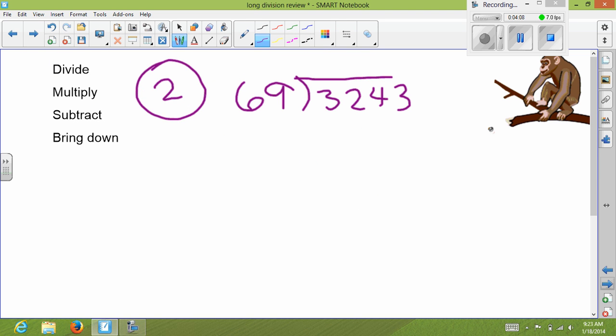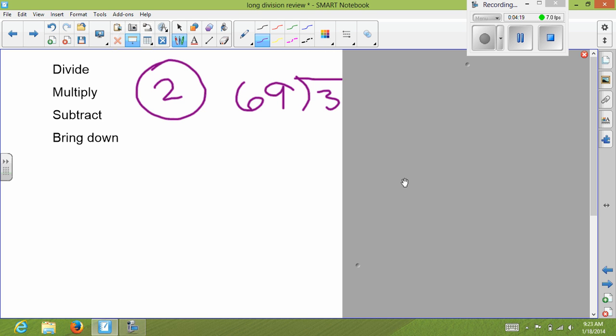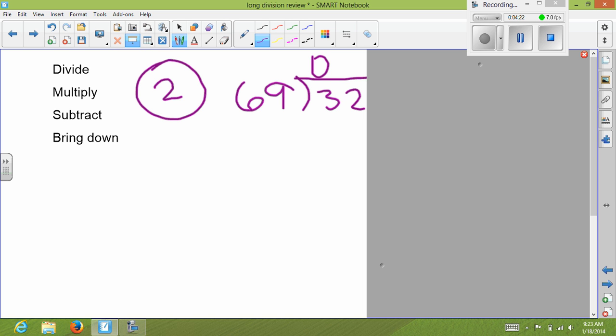So the next problem is how many groups of 69 are in 3,243? So I have to ask myself how many groups of 69 are in 3? There are 0. How many groups of 69 are in 32? There are 0. And then how many groups of 69 are in 324? So 69 is kind of close to 70. So if I asked how many groups of 70 are in 324, that's a way I could estimate. So 7 into 324, well, 7 times 4 is 28. 7 times 5 is 35. So I'm going to go with 4 because 35 is more.